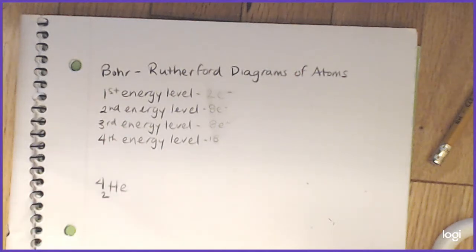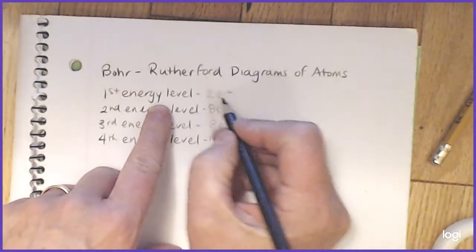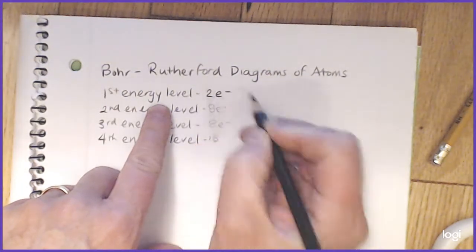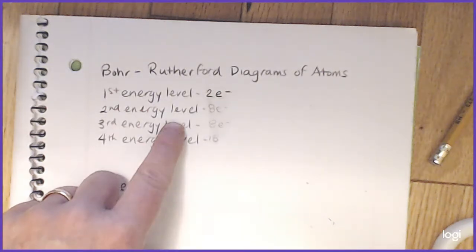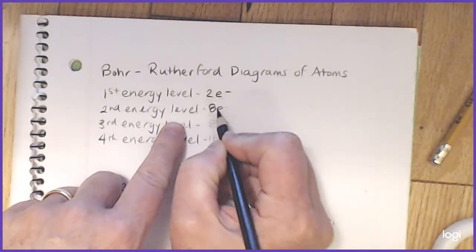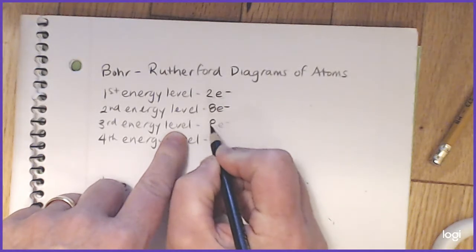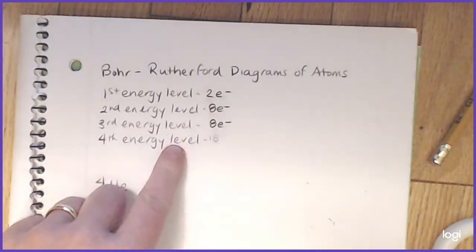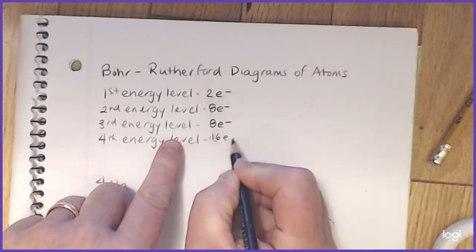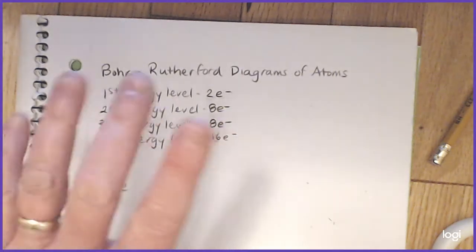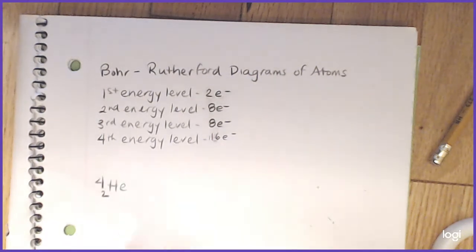Because we know electrons are zipping around the nucleus in energy levels, we have to be able to know how many electrons can go in each energy level. So our first energy level, we're going to have 2 electrons that can zip around in it. The second energy level is going to hold 8. For our purposes, we're going to say the third energy level can also hold 8. And then that fourth energy level can go up to 16. We usually only go up to about 2, so we don't really need to worry about the other 16.